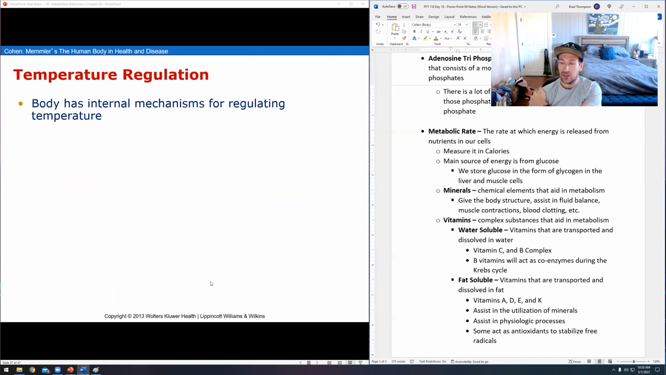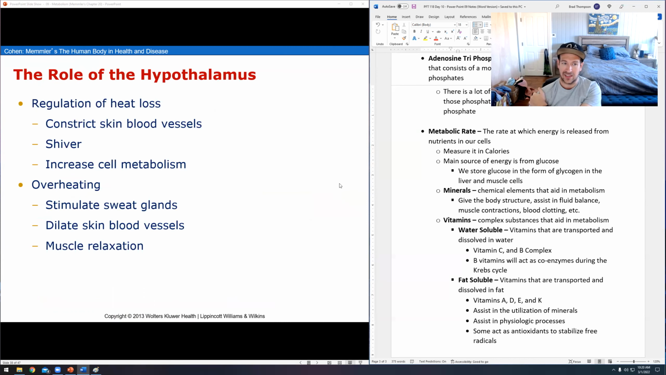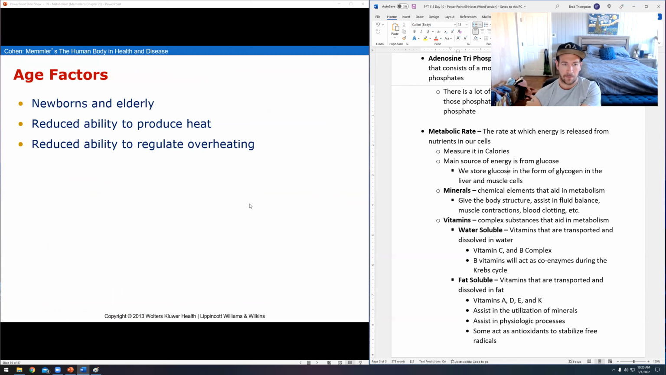But your body does have a lot of really cool mechanisms for regulating temperature. If you start getting really cold, for instance, your body will constrict blood vessels so it stops losing heat. If you start getting really hot, it'll actually dilate blood vessels in order to vent heat a little more effectively.